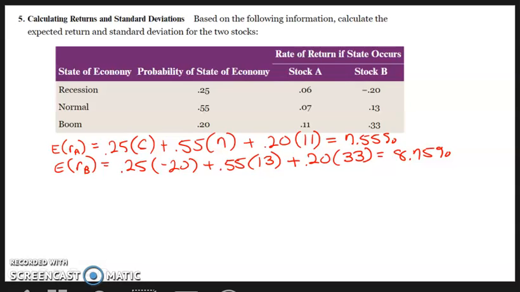So notice that there's much more variation in B than there is in A. So we're going to see a much greater standard deviation when we do our calculation. So sigma A, we'll do this just like we calculate the variance, but we take one more step here. So it's 0.25. We're using the probabilities.